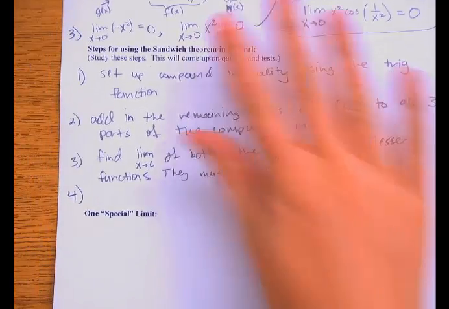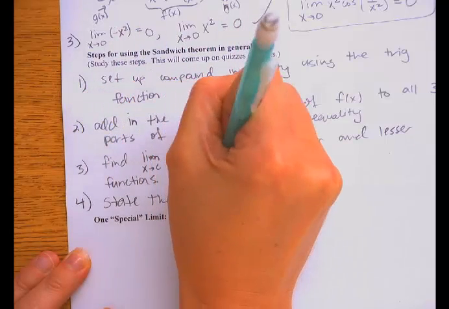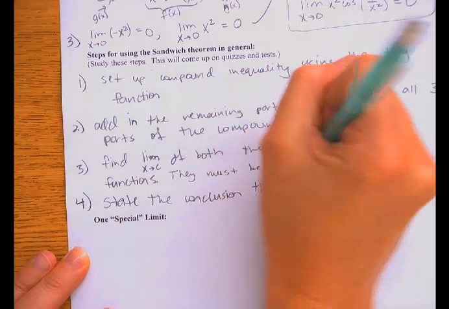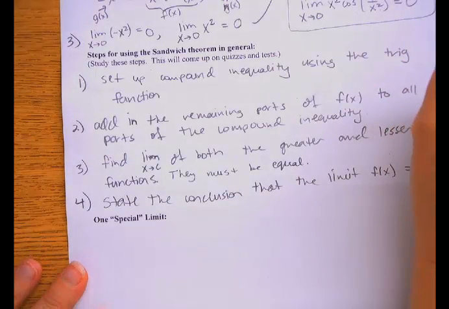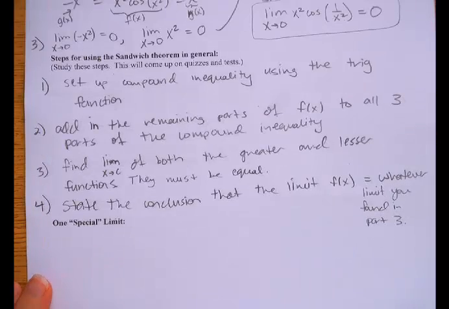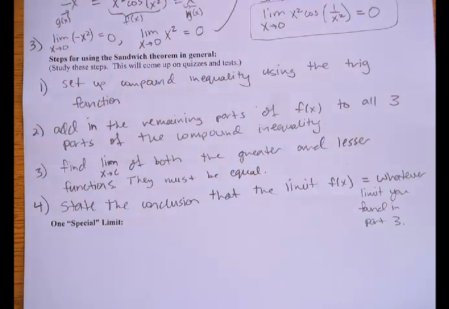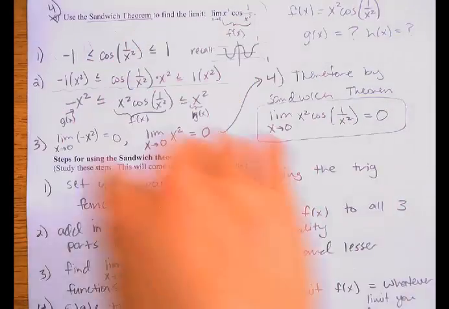So that last step was to basically state the conclusion that the limit of f of x equals whatever limit you found in part 3. Sorry about that. Okay, so make sure you study those 4 steps because there will be questions that come up on quizzes and tests. If you're missing one of these steps, you would miss some partial credit. So please study them, review them, and then you can kind of see what they look like with this specific example.